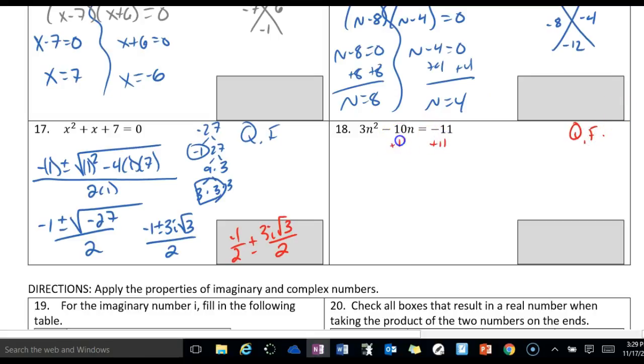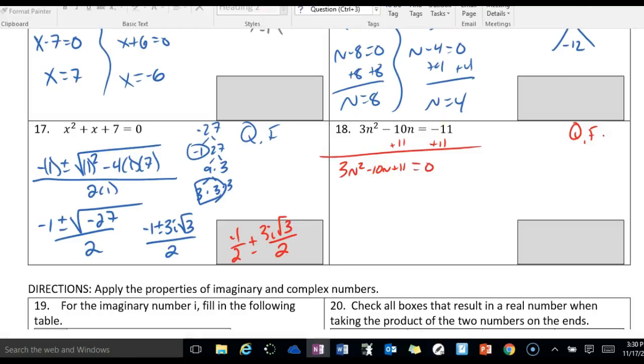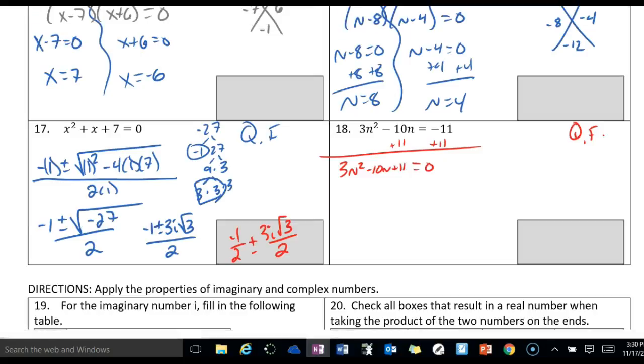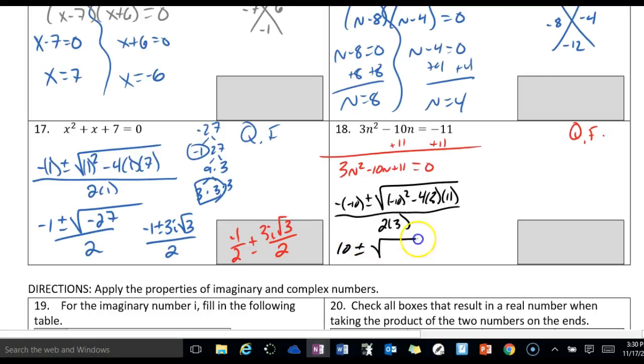And to do that, I have to set this equal to 0. So I get 3n squared minus 10n plus 11 equals 0. So now, to do the quadratic formula, it's just going to be negative negative 10 plus minus square root, negative 10 squared minus 4 times 3 times 11 all over 2 times 3. Simplify. 10 plus minus square root, okay? Negative 10 squared minus 4 times 3 times 11 gives us a value of negative 32 all over 6.